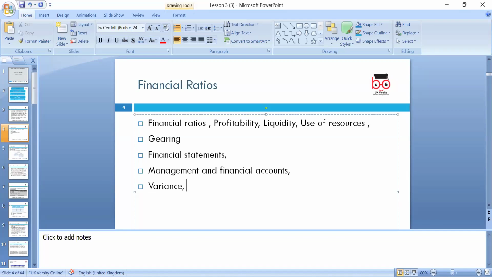Purpose of accounting, function of accounting. We discussed data, information, and knowledge, and we discussed financial and non-financial information, like CSR reports and various other things. Okay, so that was what we discussed in the previous lesson.